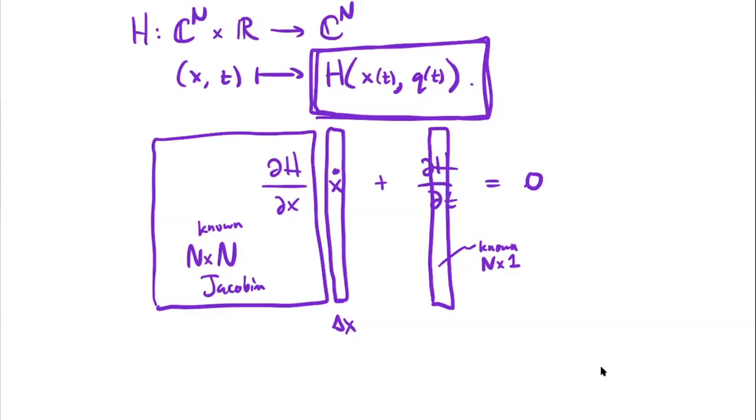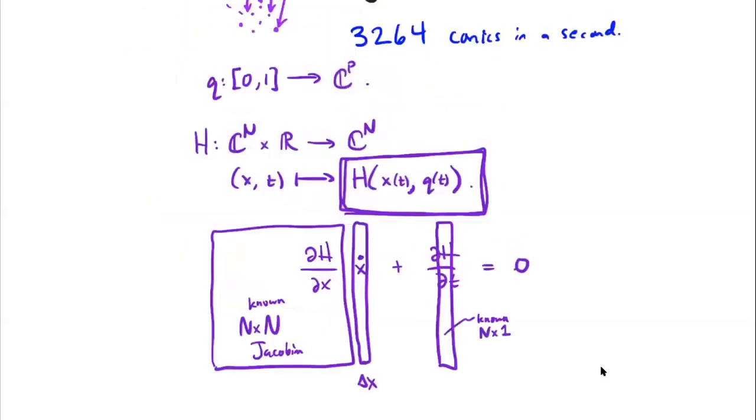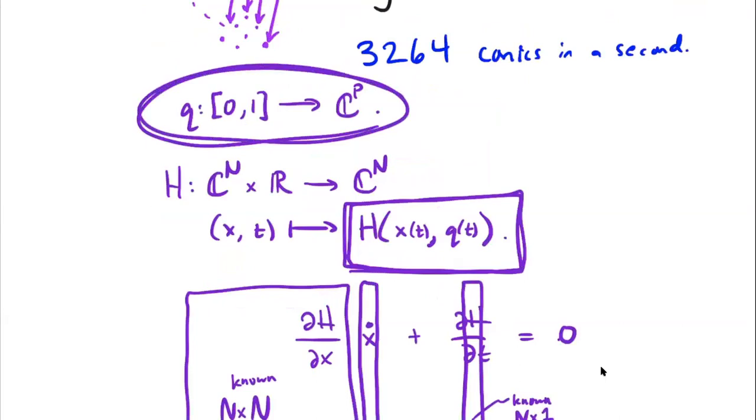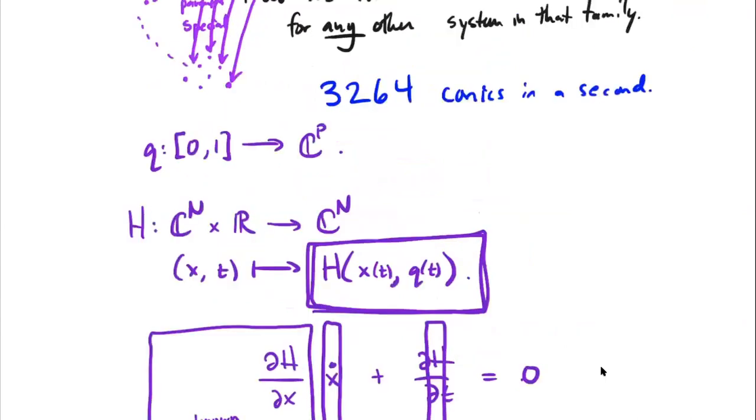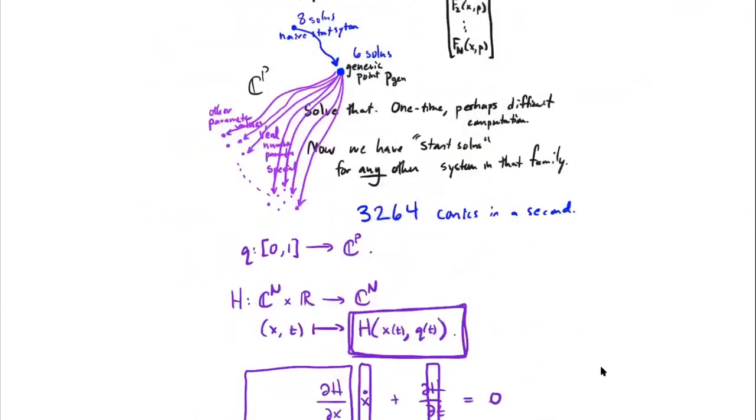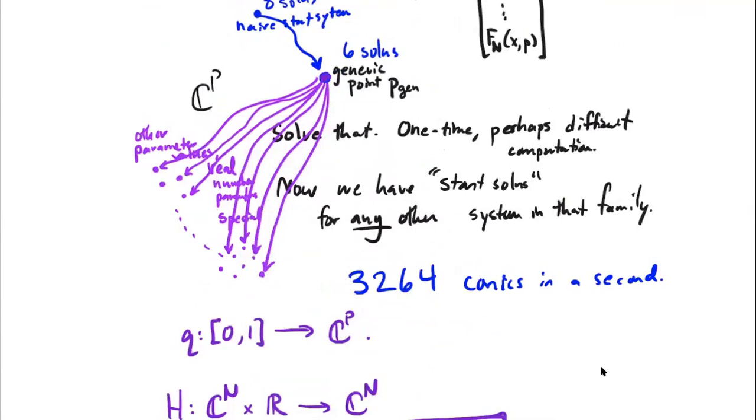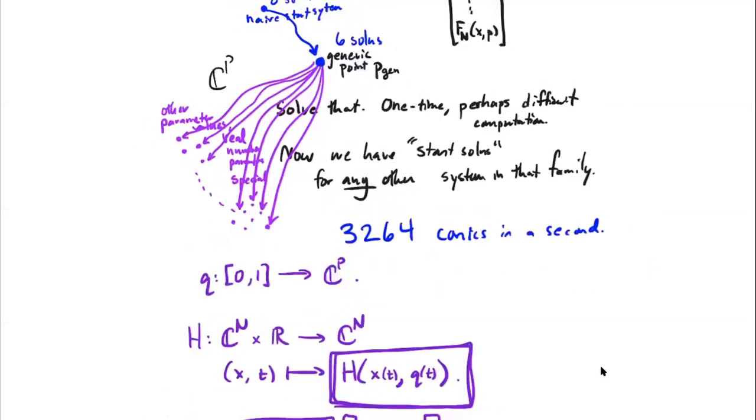Okay. Oh, and I should mention that this Q you need to specify. In particular, it can be a straight line from your generic point to your desired point. It can be just a straight line homotopy. And now finally, I'll get to the gamma issue.